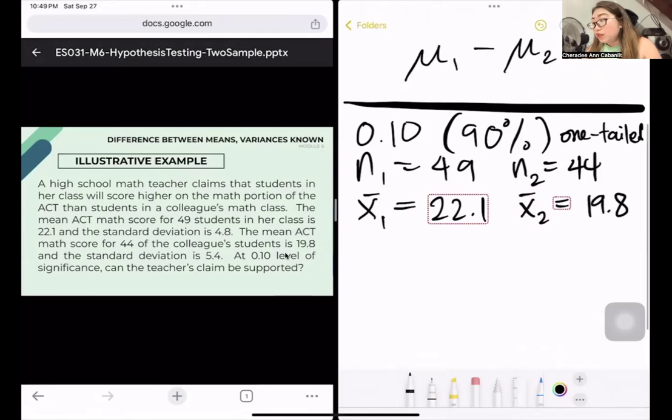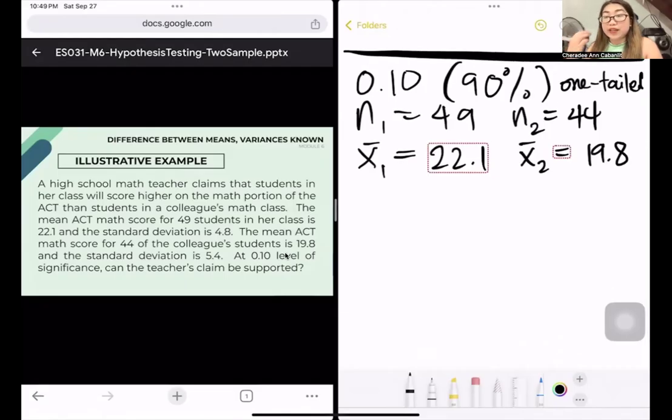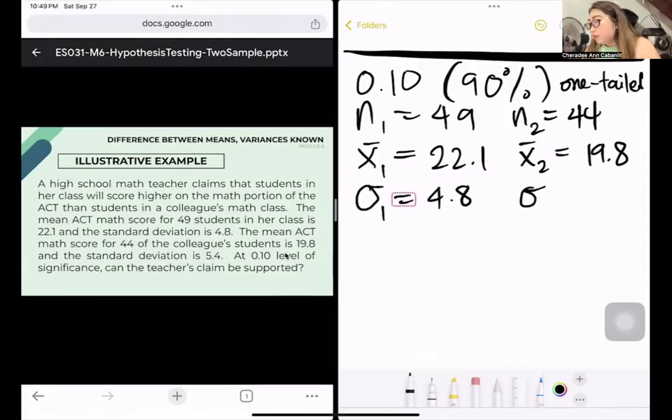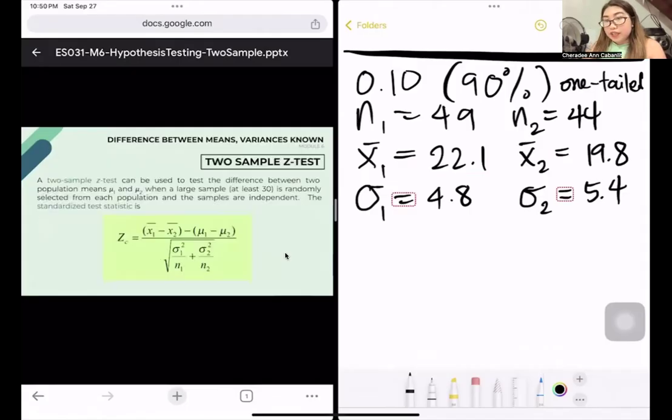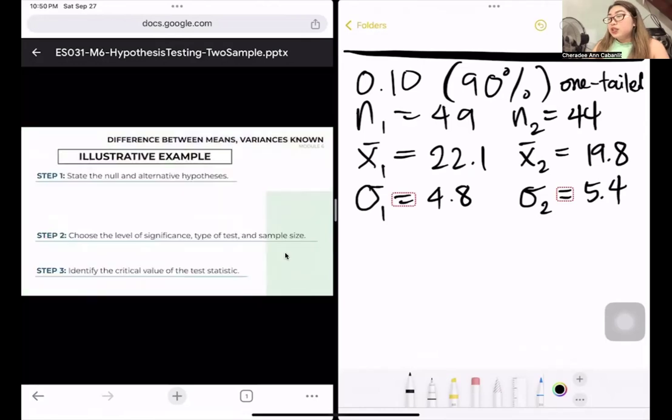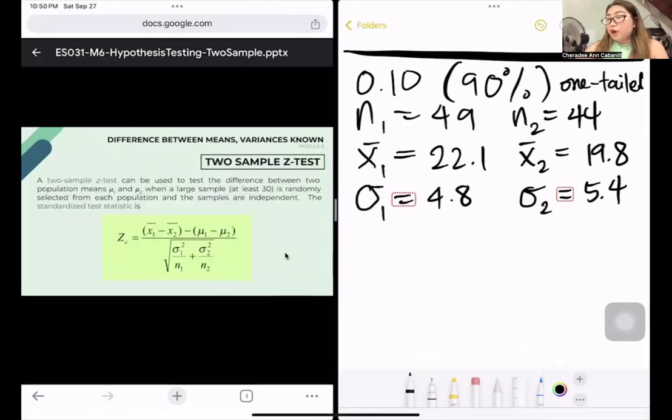So if you look at the difference, it's really very small, but could we say already that the teacher's claim is true? No? And then the standard deviation of the first population is 4.8, and the standard deviation of the second population is 5.4. Okay. Now, what else do we need? Based on this given, we already have x-bar, the standard deviation, and the mean, no? So if you look at this part, okay, let's continue on the steps.